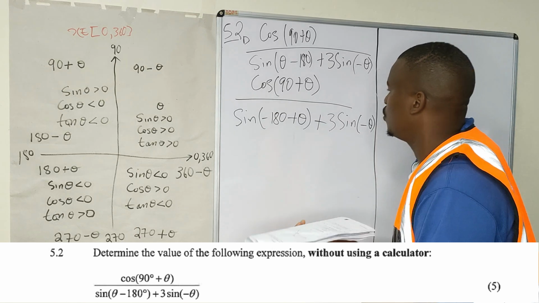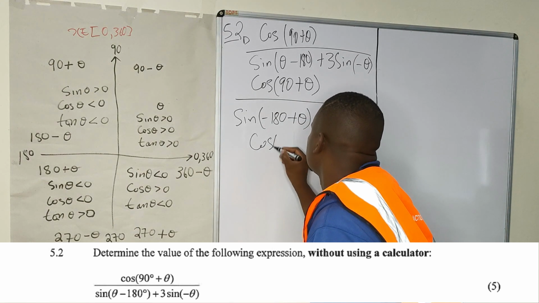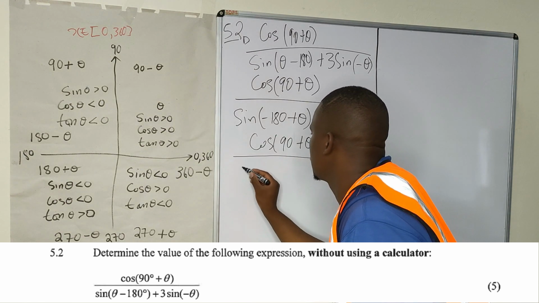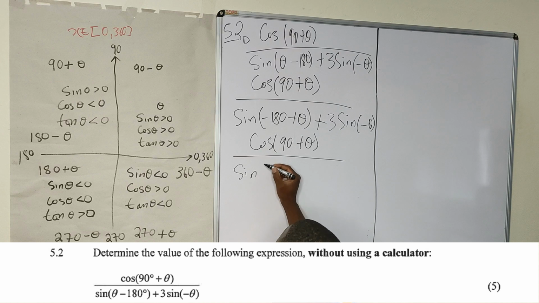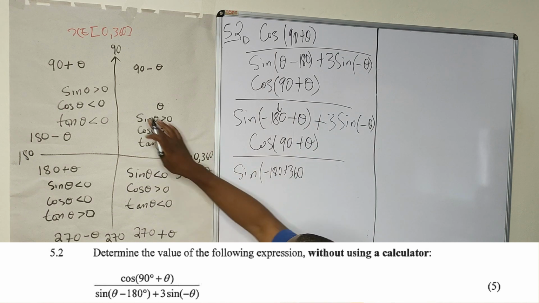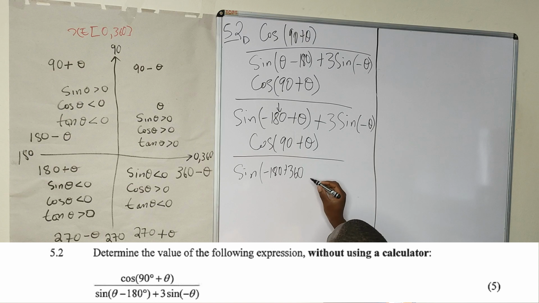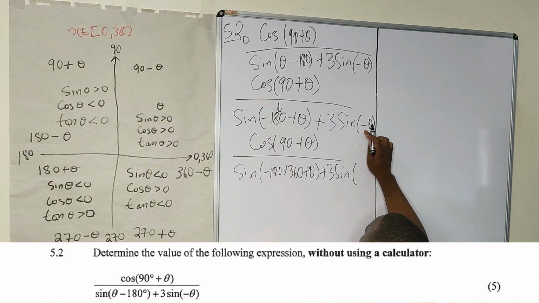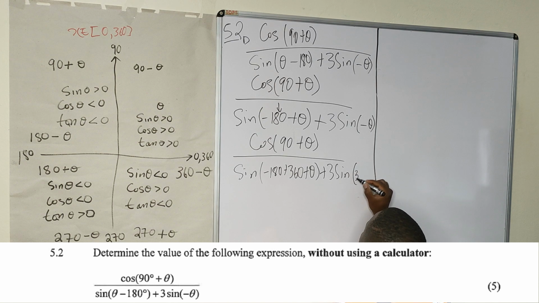So you're going to have cos(90 plus theta) all divided by sine(negative 180 plus 360 plus theta), because we don't want this to be negative. We want it to be one of the angles that we have here. Plus 3 sine. This one is negative as well, which is below 0. Add 360 to it: 360 minus theta. So this is what we'll have.